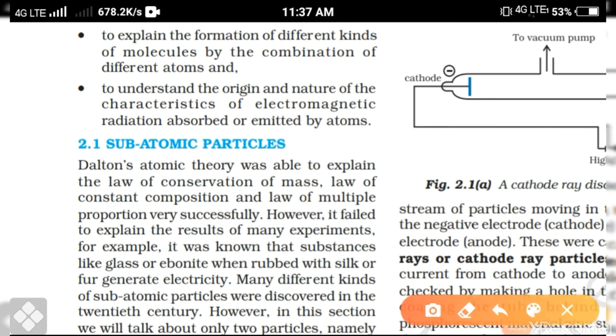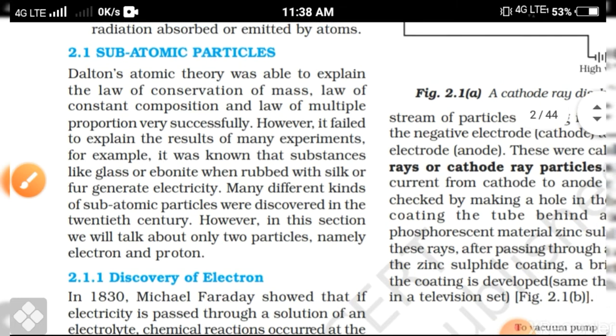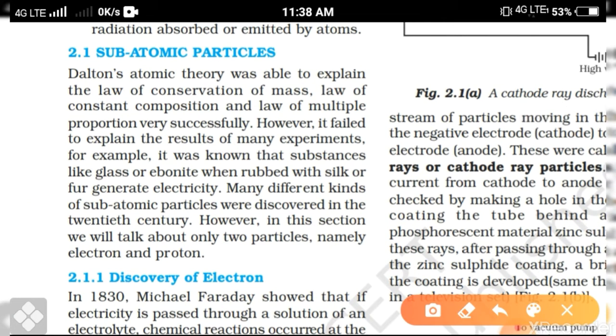In this way molecules are formed by the combination of different atoms. Let's understand the origin and nature of the characteristics of atoms, such as electromagnetic radiation absorbed or emitted by atoms, and the nature of those radiations. Now we will discuss the subatomic particles.